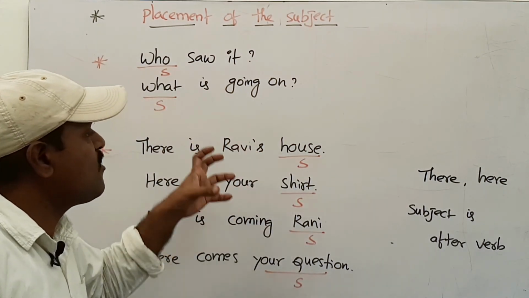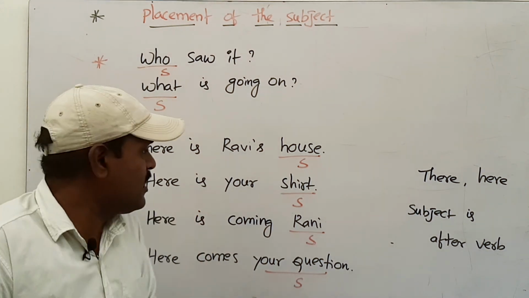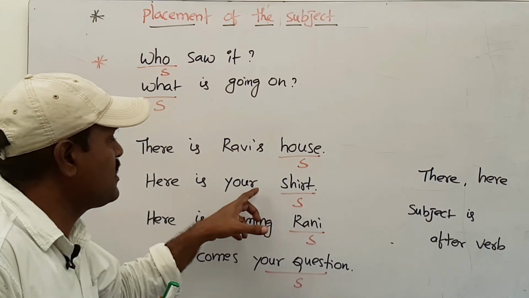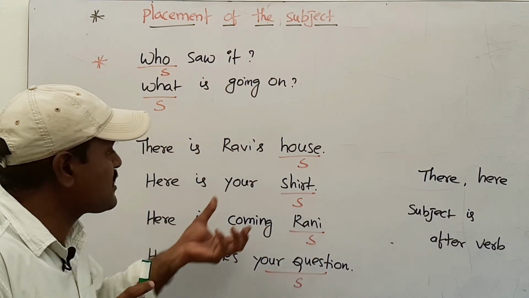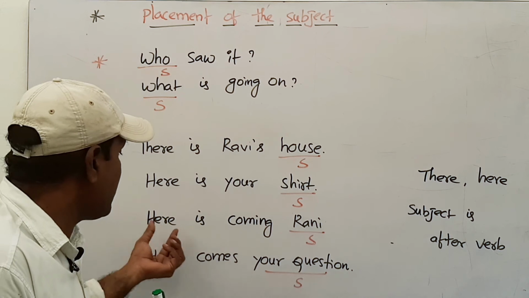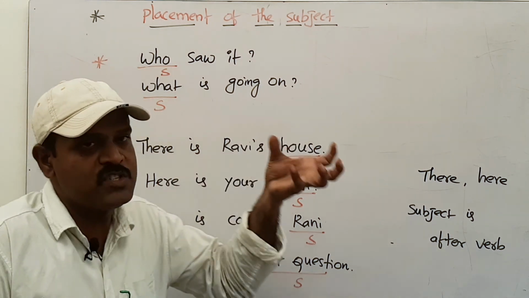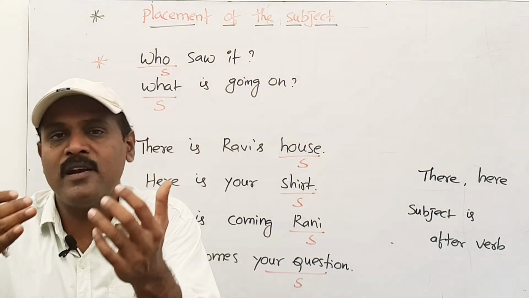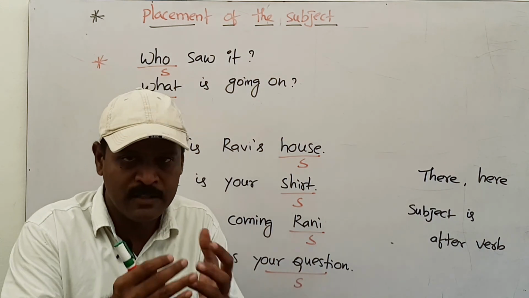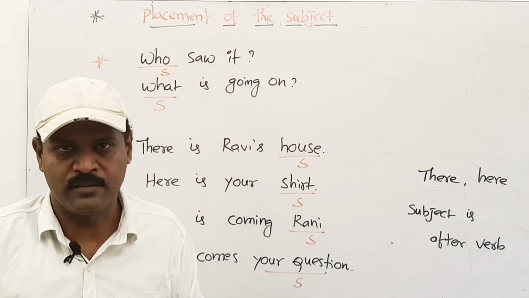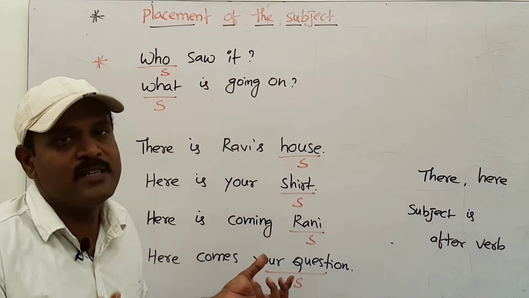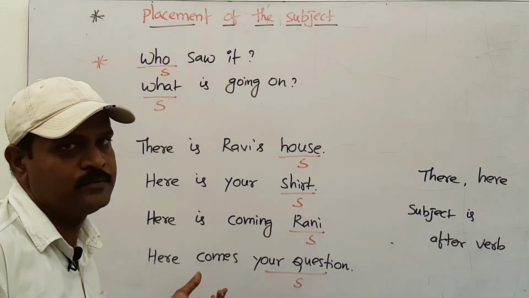Okay. Here is your shirt. Actually, your shirt is the real subject. The dummy subject is here. After the verb, we can say the real subject. Here is coming Rani. So here Rani is the real subject, and here is the dummy subject. Here comes your question. You know, in some kind of talk shows, you can hear this kind of question. Here comes your question. That means you have the next question. So here the actual subject is your question, but for the sake of sentence construction, you use a dummy subject like here.